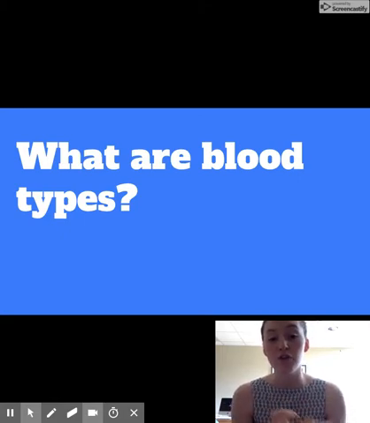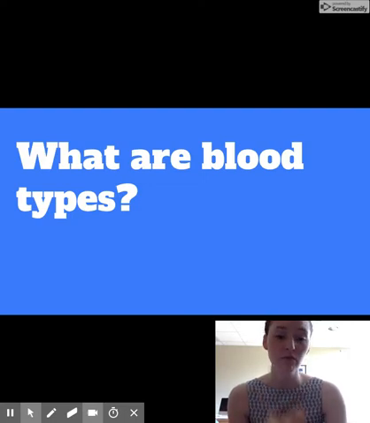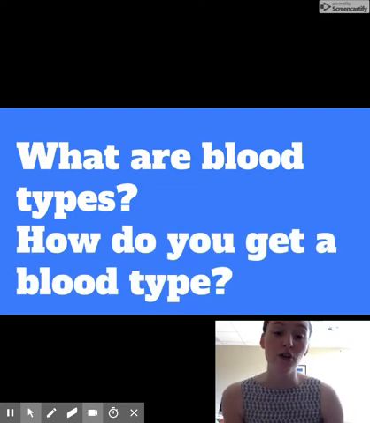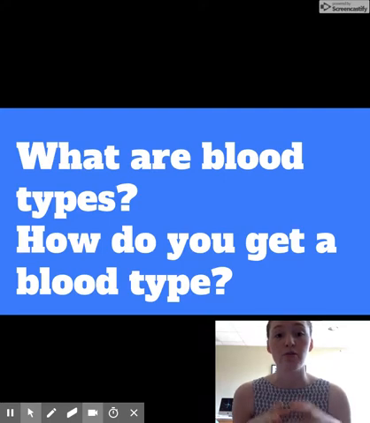And so you can do blood typing to determine what your blood type is. And again, you get these from your parents. So if your parents know their blood type, your biological parents, through your genes, this is determined based on genetics.